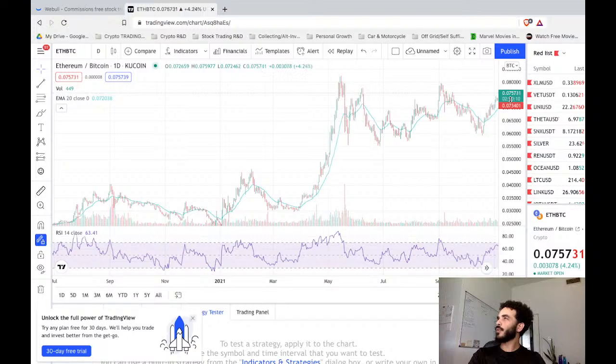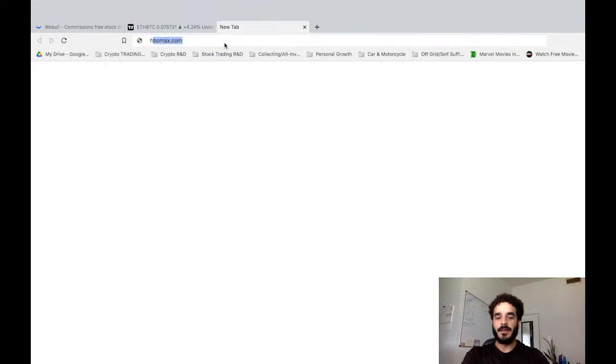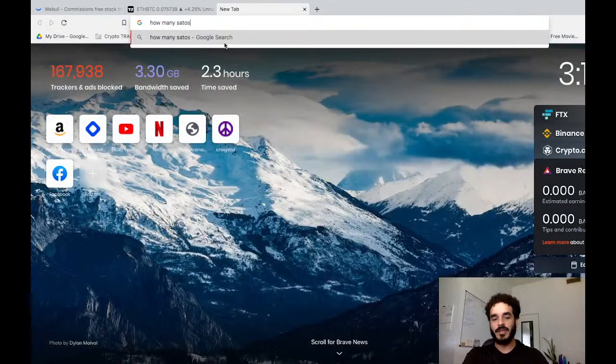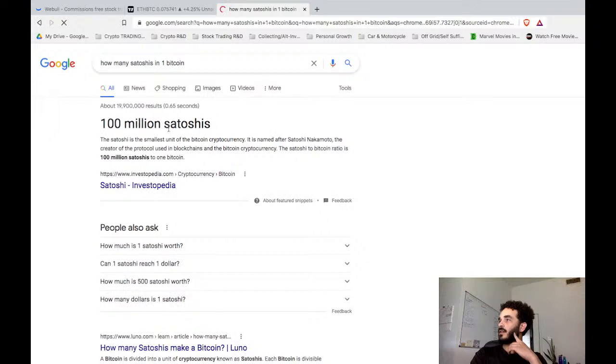I believe it's, that's one thing we can look up. How many Satoshis in 1 Bitcoin? I believe it's like 4 million. Oh, just kidding. 100 million Satoshis is in 1 Bitcoin. So there you go. Yes, you can buy a portion of a cryptocurrency.